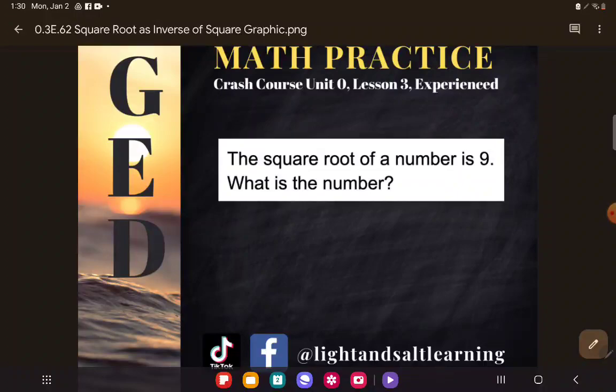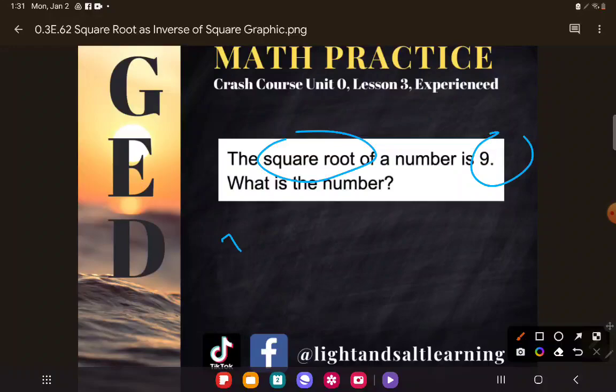It says the square root of a number is 9. What is the number? And this is what most of my students do. They're like, I've been watching your videos, Kate. I've been practicing. I'm so good at this. I see the word square root. I see 9. I'm going to take the square root of 9 and woohoo, it's 3 and I'm done and I'm such a good listener. And I say, yes, you understand square root.